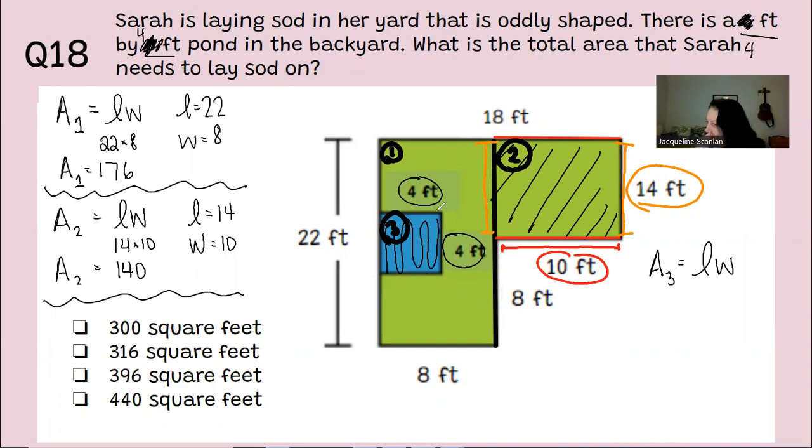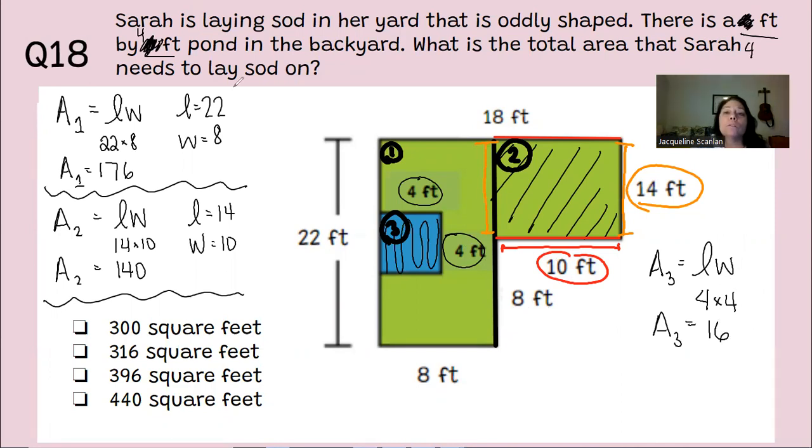So if I'm going to find the area of it, one of the length and the width is supposed to be longer than the other, and they're not. So it doesn't matter the order that I put them here. I'm just going to call it a 4 by 4. And so area of the pool is 4 by 4, which is 16. 4 times 4 is 16.